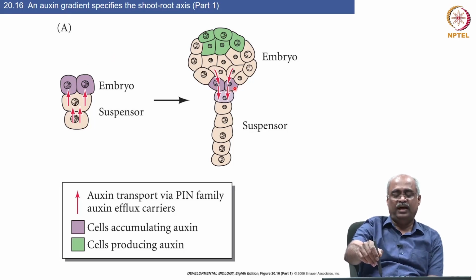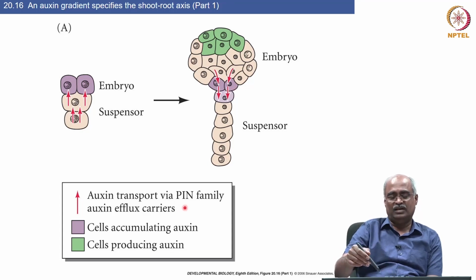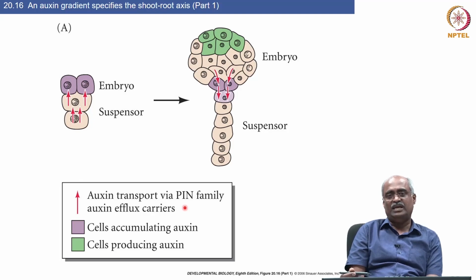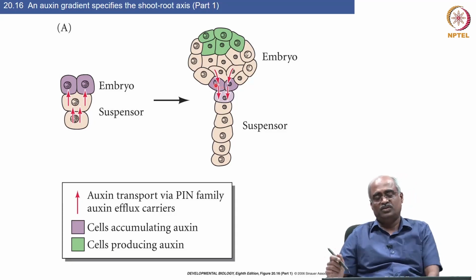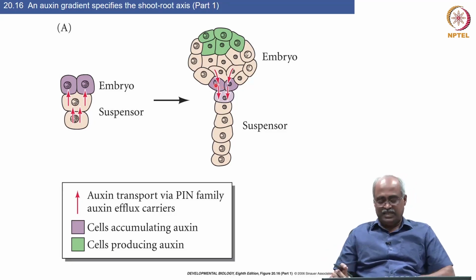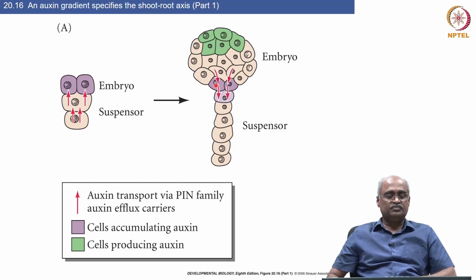And the PIN family localization, rather their expression itself, is controlled by a protein kinase called PID, and that is very critical for the directionality of auxin movement. Mutations in that affect proper setting up of the root meristem. We will see that as we move on.